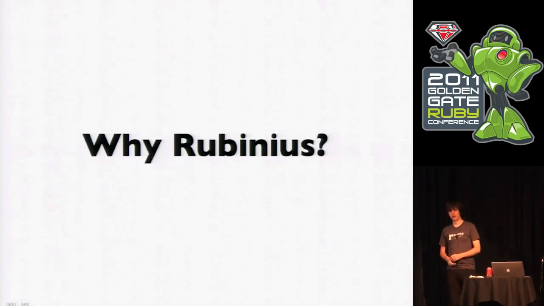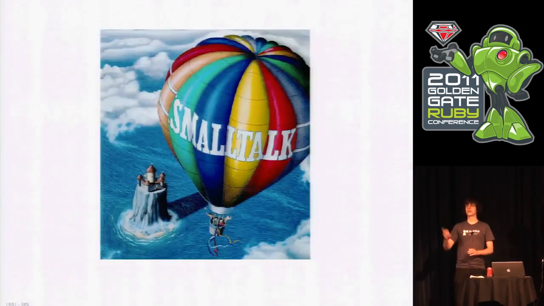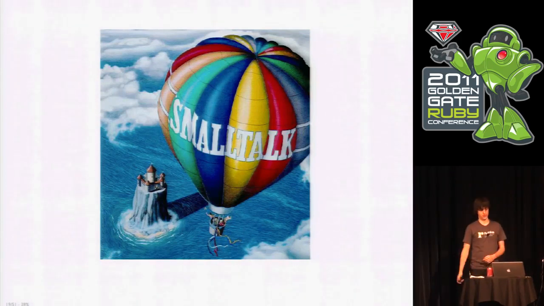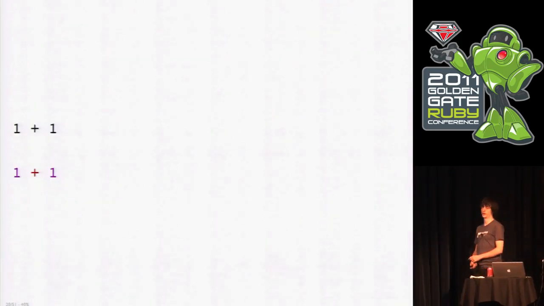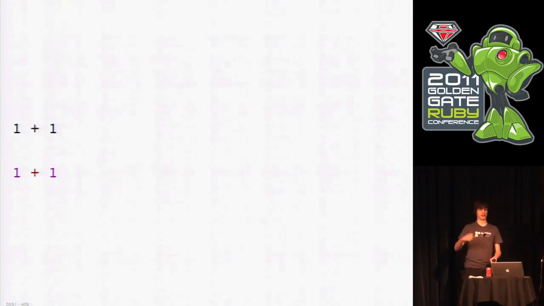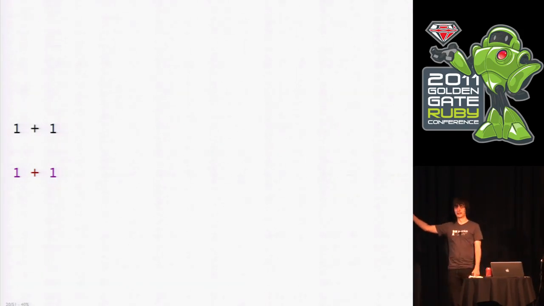Okay, who in here has used Smalltalk? Oh, that's impressive. Okay, for those who haven't, here's a short primer. This is what adding two numbers looks like in Smalltalk. And the lower version is Ruby, in case you don't understand the Smalltalk code, so you can actually compare it.